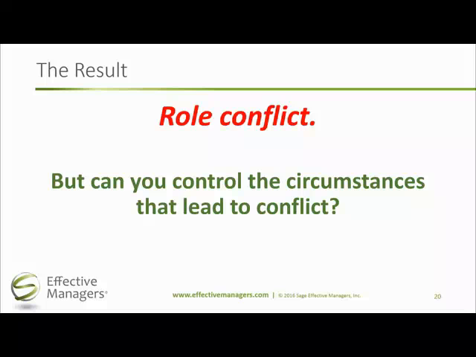But having said all that, what can you do in terms of the circumstances that lead to this conflict? Are you in a situation where you can avoid or minimize this conflict? And I would say yes, and it's a qualified yes, but there are things that you can do.